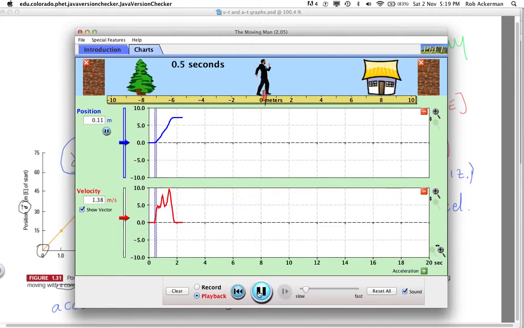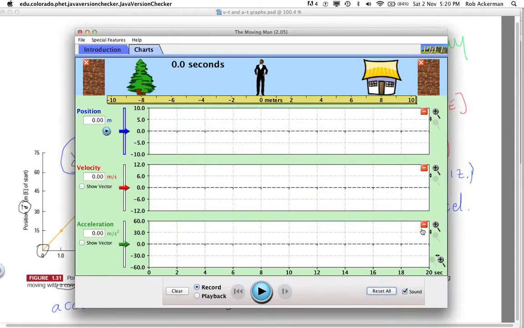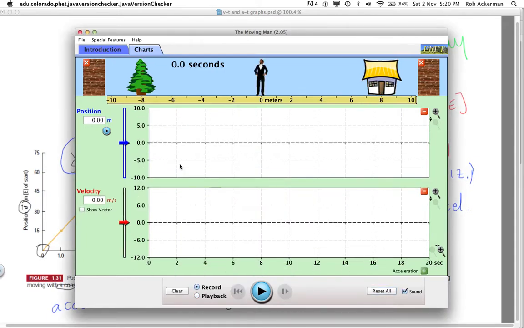It does give the motion that we described, right? Position going up. All right. Anyway, you can play more with that later. When you're done, you click Reset All. Yes, get rid of the acceleration graph, and you're ready to start a new one.